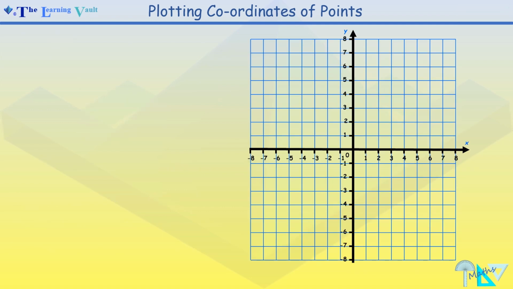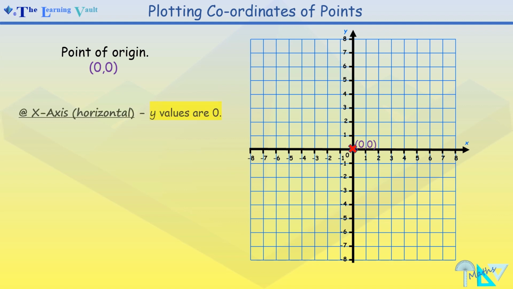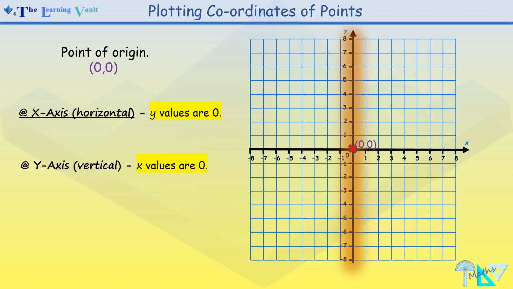Before I display the final 2 examples, I would like us to look at some key notes. Our point of origin: at the x-axis, our y values are 0, and at the y-axis, our x values are 0.